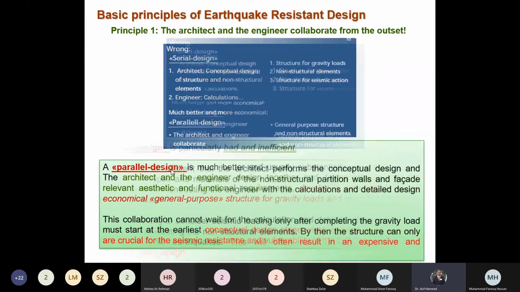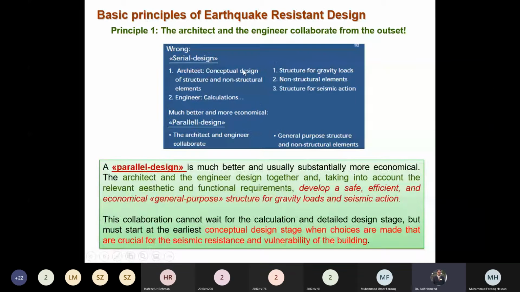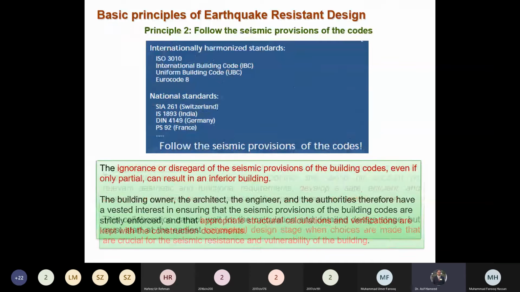Okay, so the architect and the engineer should collaborate right from the beginning, not the architect finalizing the design and then the structural engineer doing his job. This is the first principle.